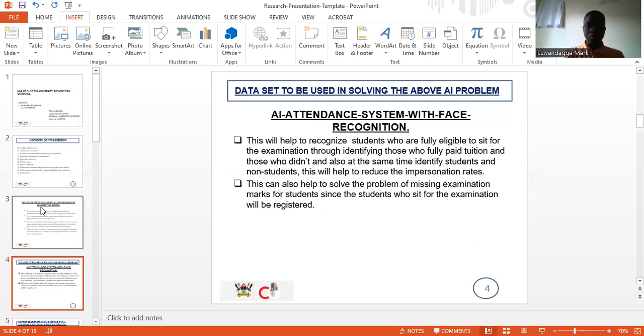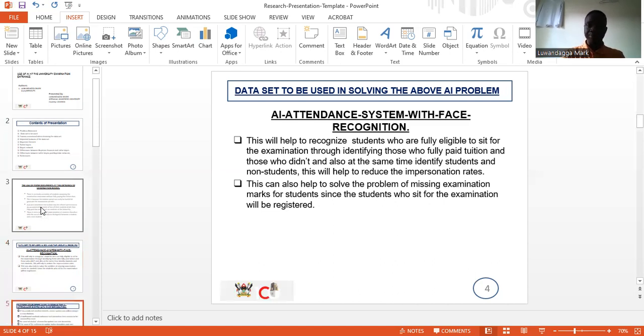This can also solve the problem of missing examination marks for students, since the students who sit for the examination will be registered. Apparently, some lecturers misplace papers, so by the time the results are released, there are missing marks. This can help, since it can show that the students sat for the paper, meaning that maybe they didn't get out of the examination room with their paper.